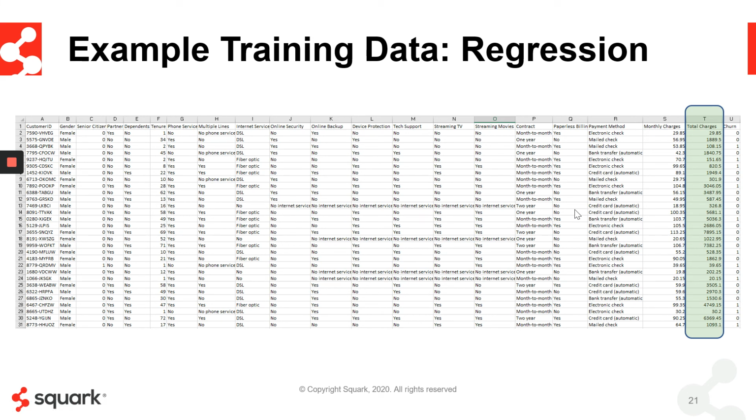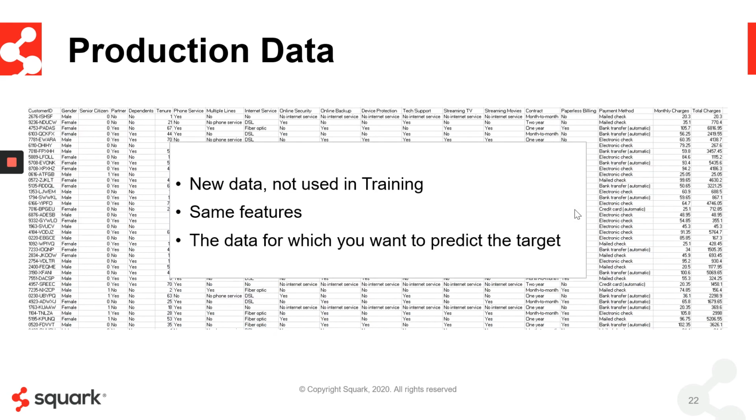Here's example training data for regression. This is the same data set. Notice how column T contains an integer or a real value. These are the total charges, lifetime value. Were you to select this column as your target or your dependent variable, Squark would perform regression.